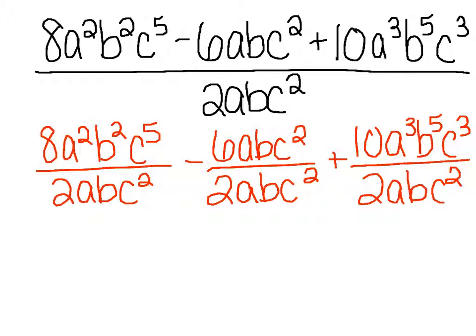Now, as we go about simplifying it, we see 8 divided by 2 is 4, a squared divided by a, 2 minus 1 is going to be a to the first, or a. Same thing with b.